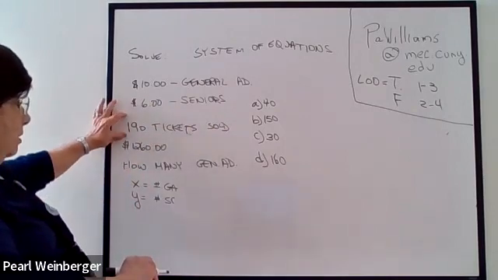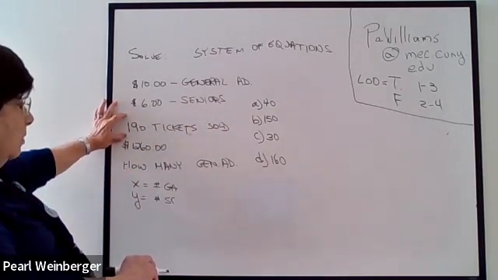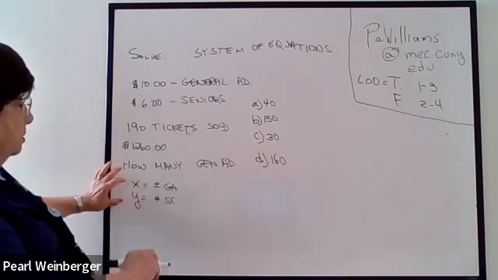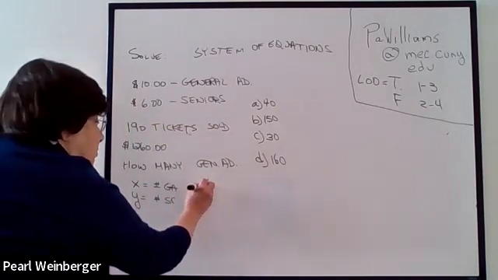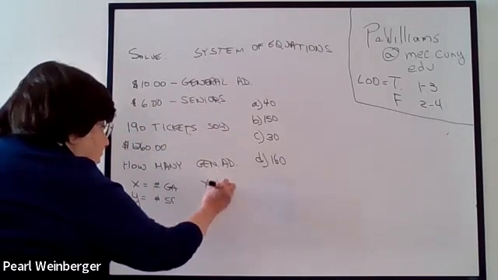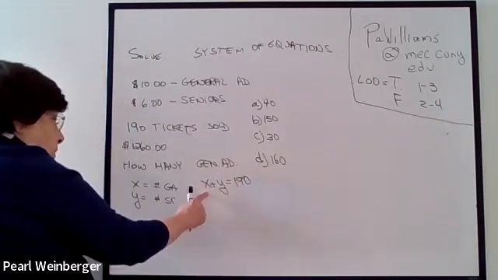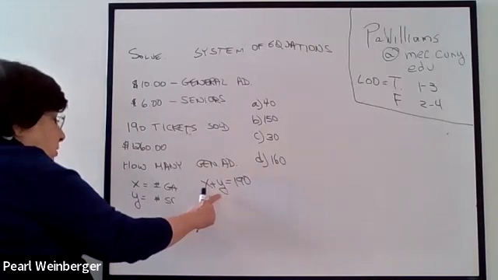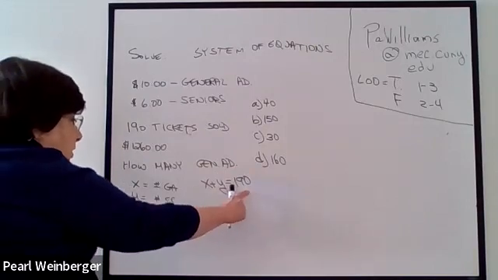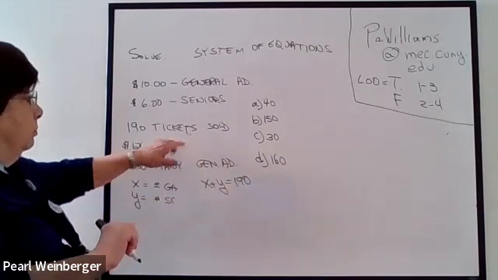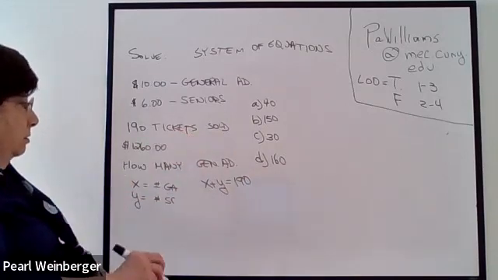So again, we go to our first statement: 190 tickets were sold. This is the case where there's no money involved, so we just use the X and the Y. The X plus the Y has to equal 190. The total number of general admission tickets plus the senior tickets is all going to add up to 190 tickets.